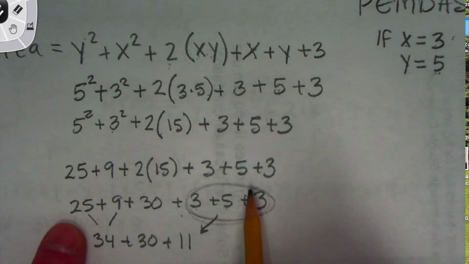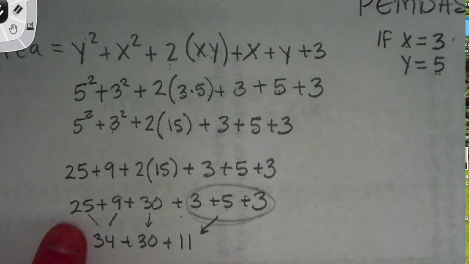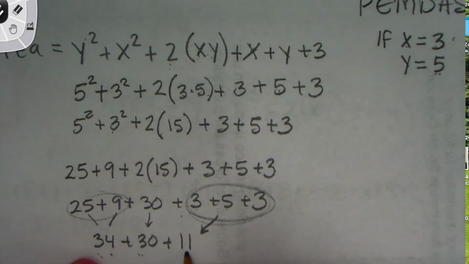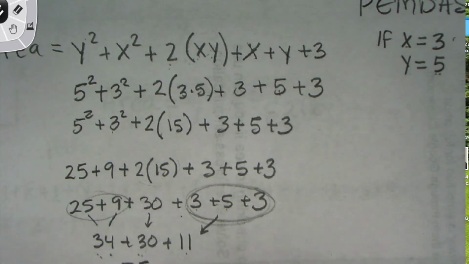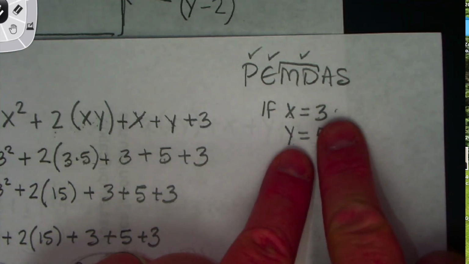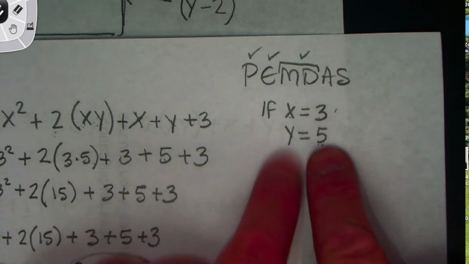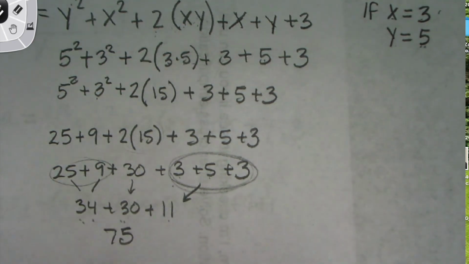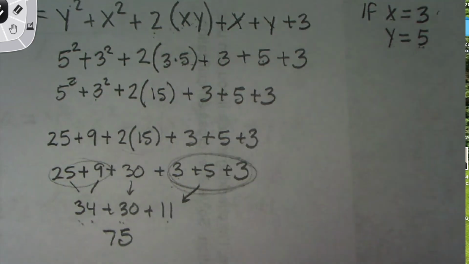But I'm making my thinking clear by circling those and saying that's this. So I combine these. Now I can just add those together. 34 plus 30 is 64, plus 11 is 75. That is our answer. If the area was this, and if x equaled 3 and 5 was y, then you substitute that in and solve it. 75 is it.